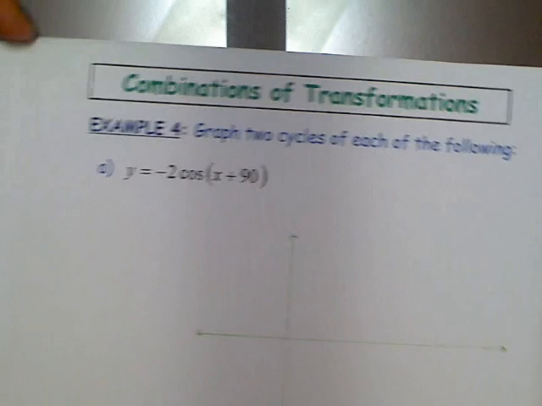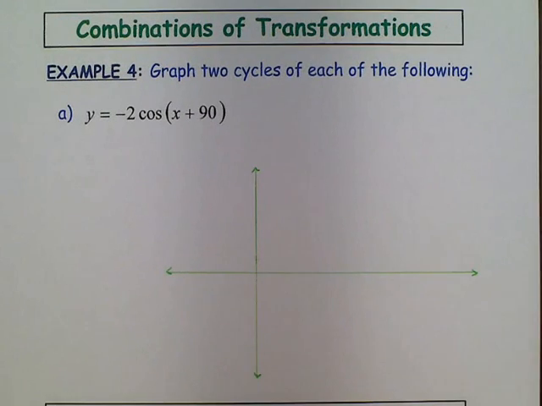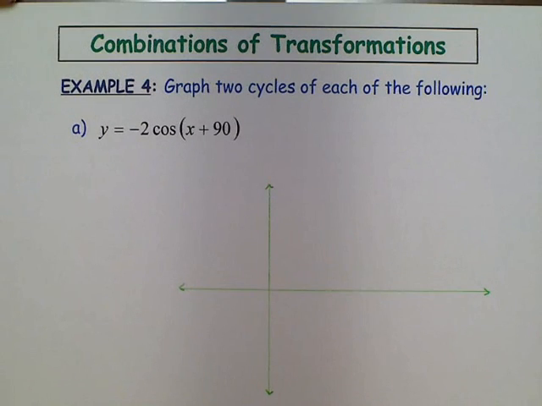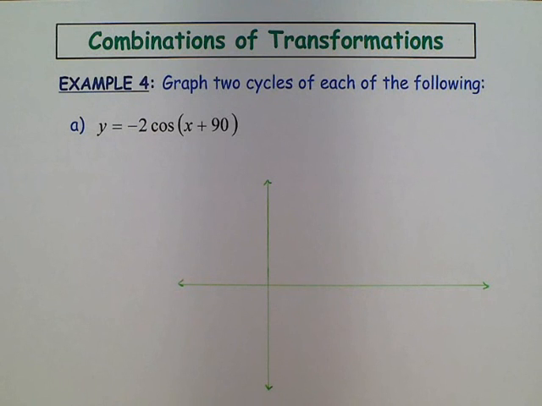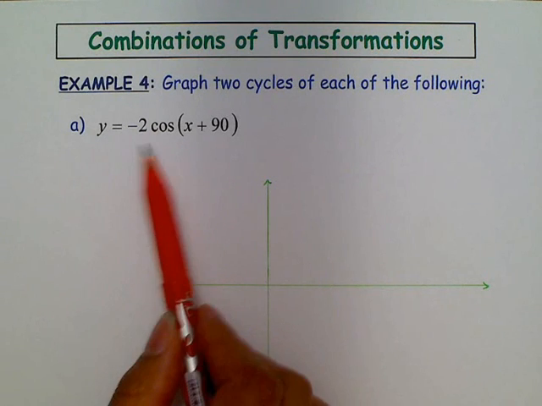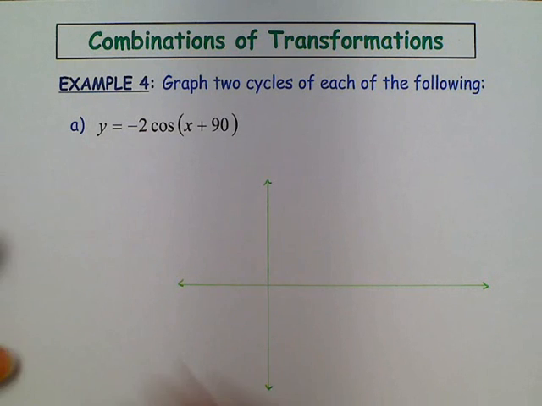So let's take a look at some examples. So our first example asks us to graph 2 cycles of each of the following, or sorry, this is the last example that we're going to be looking at in this lesson. And it asks us to graph 2 cycles of each of the following. So the first graph I have here is y equals -2 cos of x plus 90.